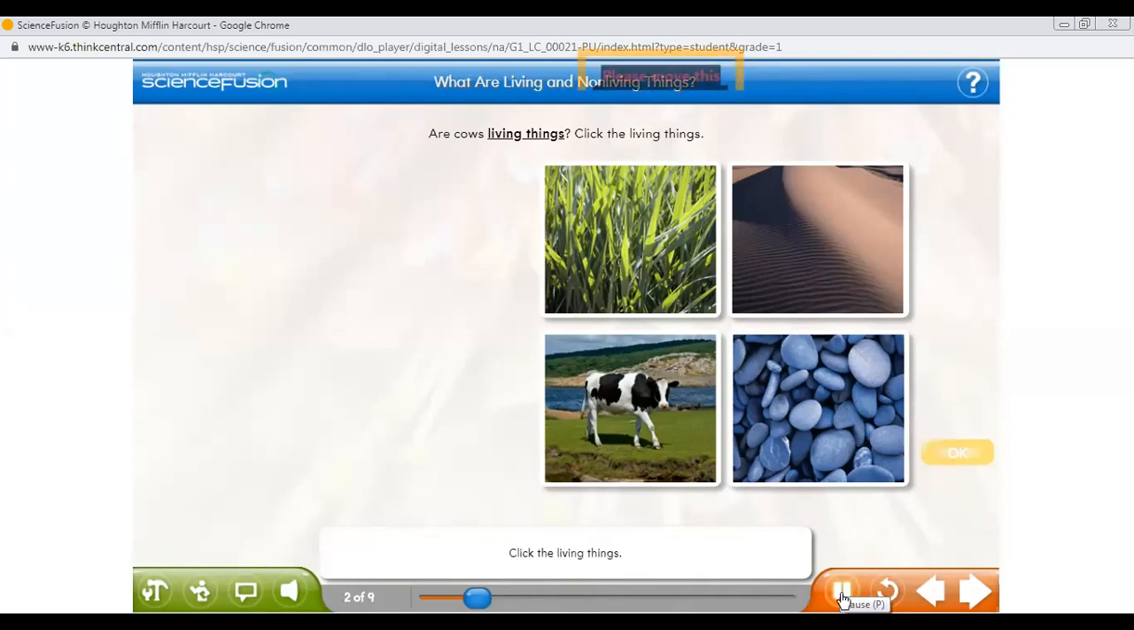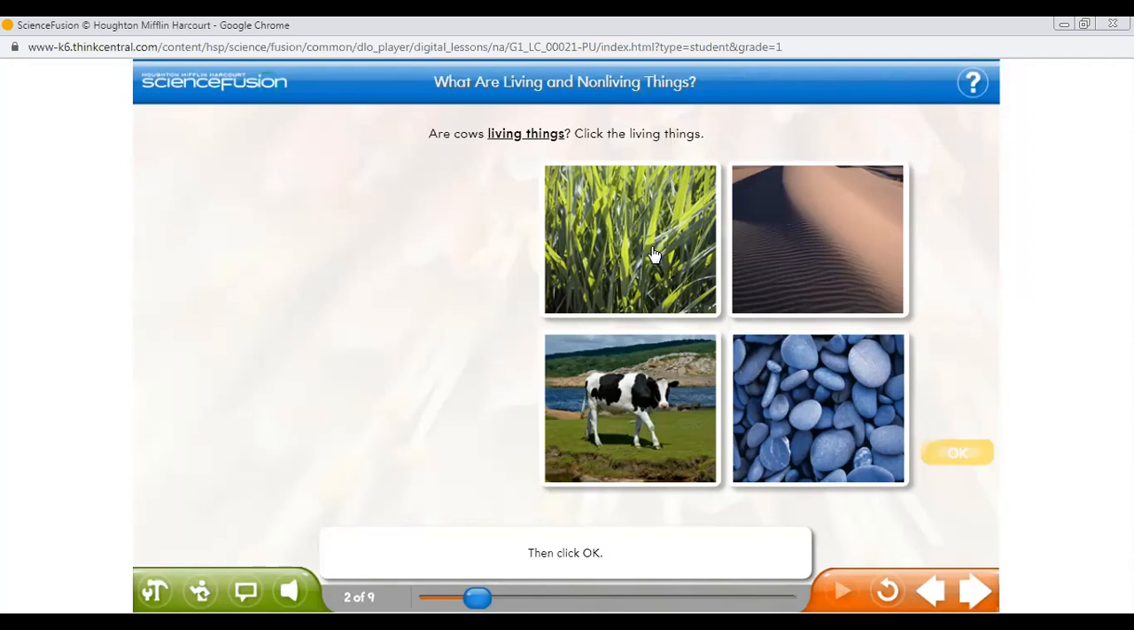Click the living things. Then click OK. So now we have 4 pictures here. So now we have to say whether it is a living thing or a non-living thing. So what does a living thing do? Living things breathe air to live. They grow. So these are the types of all living things. So now in the pictures there are 4 things. So we have to see which are the living things here.